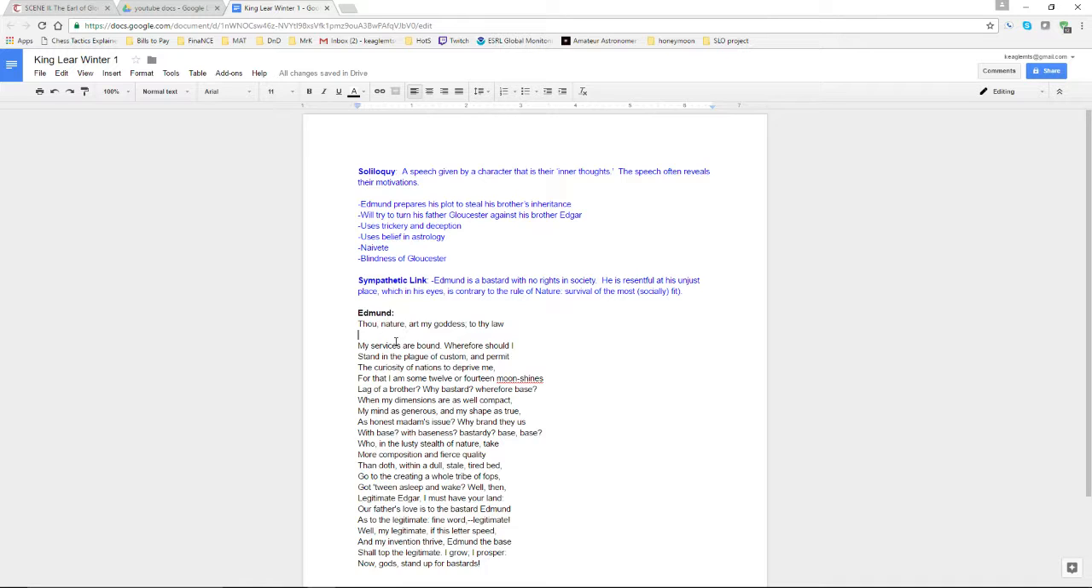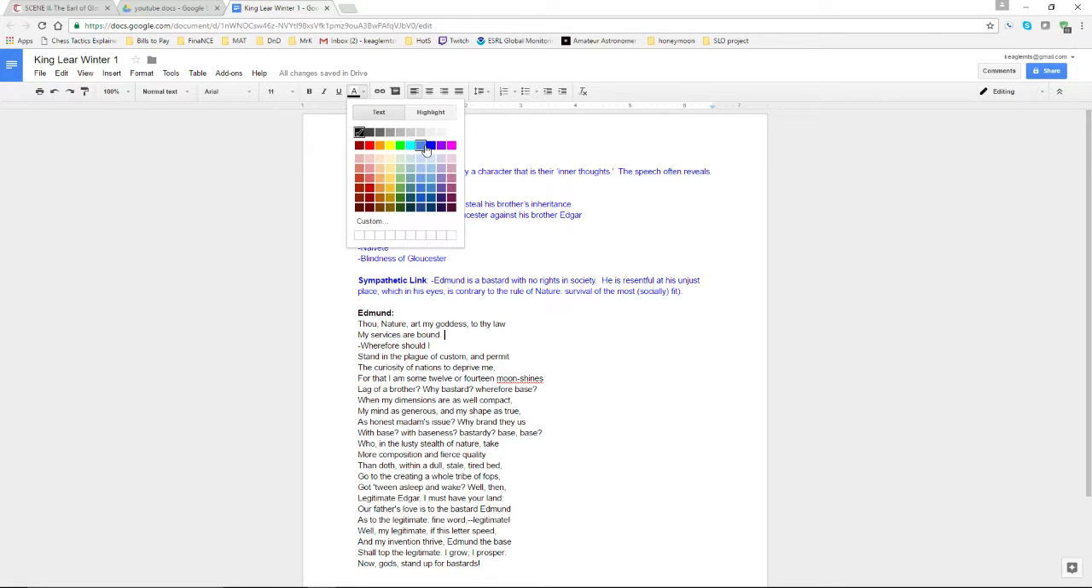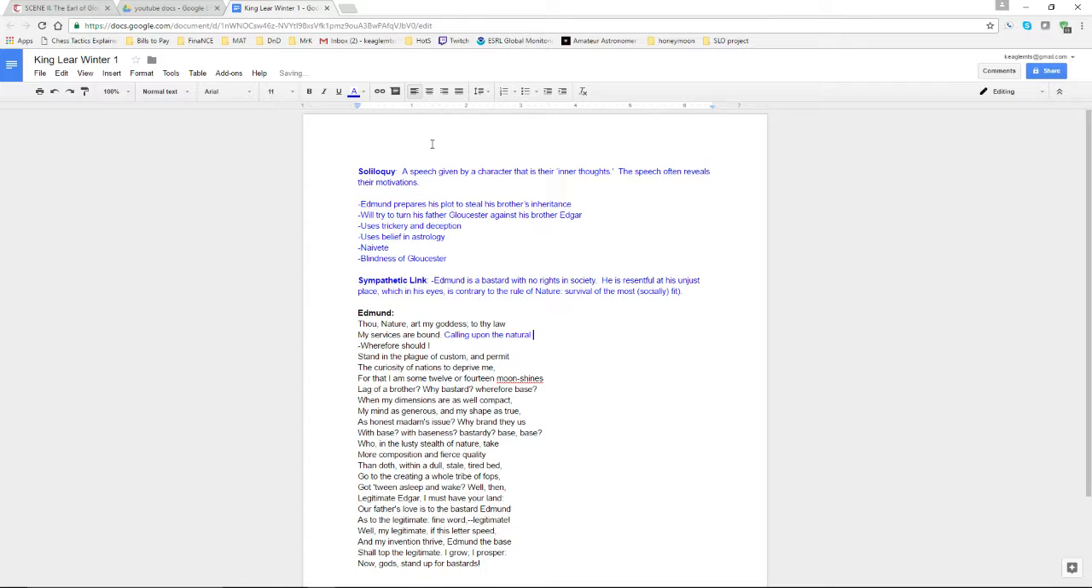Okay, so Edmund says, "Thou, nature, art my goddess. To thy law my services are bound." So here he's just implying that he wants to follow the rule of nature. He's calling on a goddess. In some versions, the N in nature is actually capitalized. So he's basically calling upon the natural order, the goddess nature.